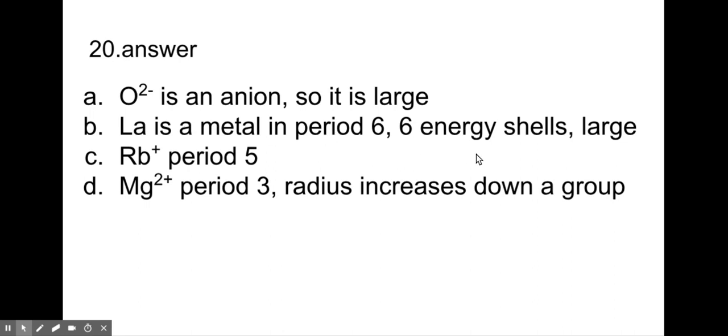Lanthanum's a metal in period 6. It's got 6 energy shells, and it's probably just going to lose a couple of electrons, maybe make a 2 plus. We don't really see lanthanum in its ionic form often, but because it's such a big element, even if it loses those electrons, it's still got 5 energy shells. It's really big. Same thing with rubidium. But in the case of magnesium, it's in period 3, so it has fewer energy shells, and its radius is going to be smaller. So that's going to be our answer to question number 20.